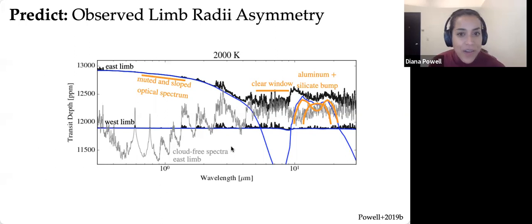So as you can see, on the west limb, cloud opacity is significant across a very broad wavelength range, where it flattens the observed transmission spectra. On the east limb, clouds contribute to this muted and sloped optical spectra, and this broad absorption feature in the infrared due to silicate and aluminum clouds, which collaborators and I will probe in JWST cycle 1. And then there's also an intriguing clear window around 3 to 10 microns that could allow us to peer through the clouds.